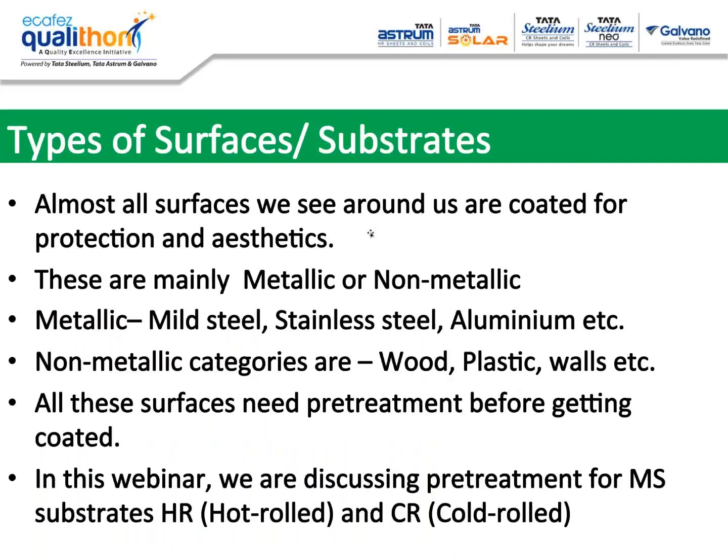Types of surface or substrate. Almost all surfaces we see around are coated for protection as well as for aesthetics. These are mainly metallics or non-metallics. Metallics, we talk about mild steel, stainless steel, aluminum, galvanized, etc. Non-metal categories, we talk about wood, plastic, walls, etc. All surfaces need some or the other pre-treatment before getting coated. In this webinar, we are discussing pre-treatment for MS substrate. Those are HR, hot rolled, and CR, cold rolled.